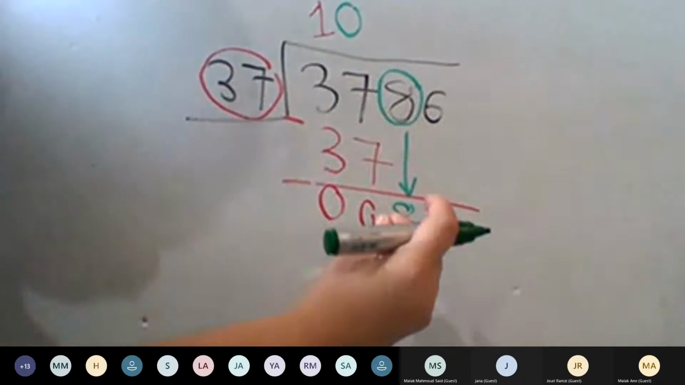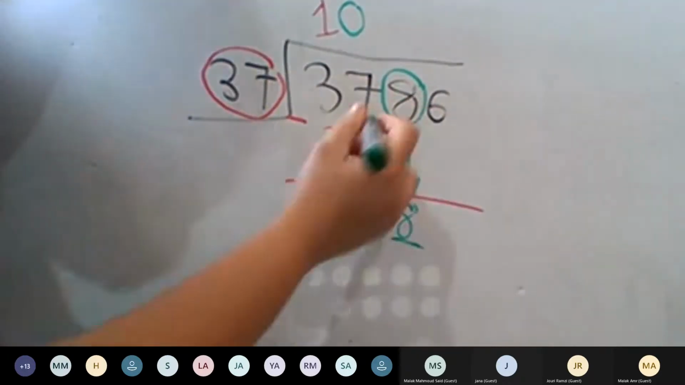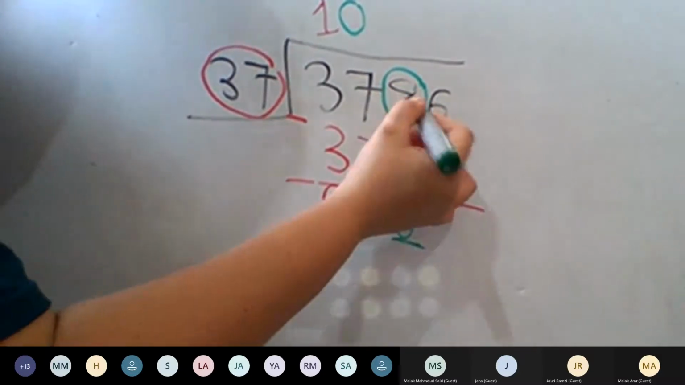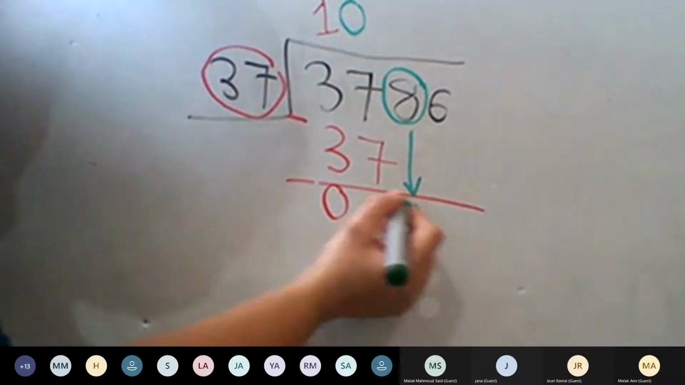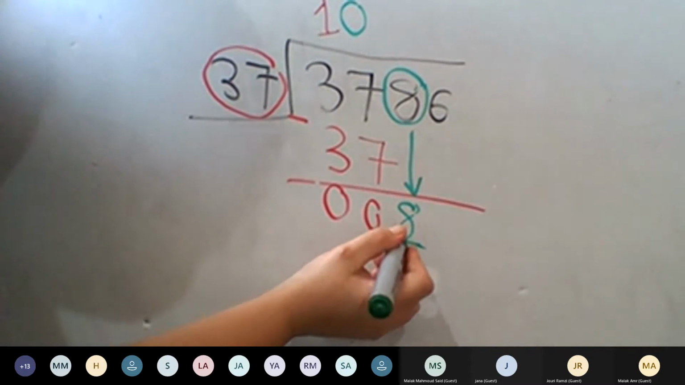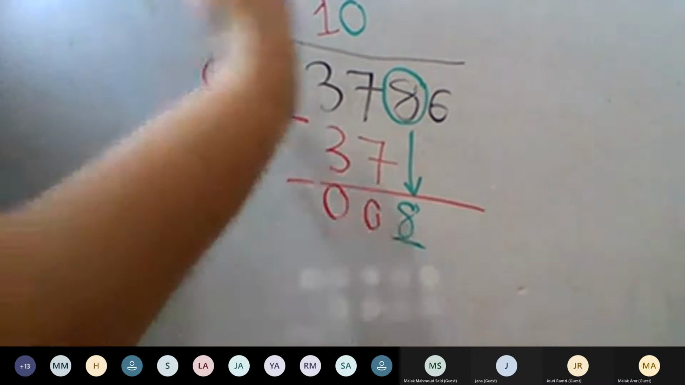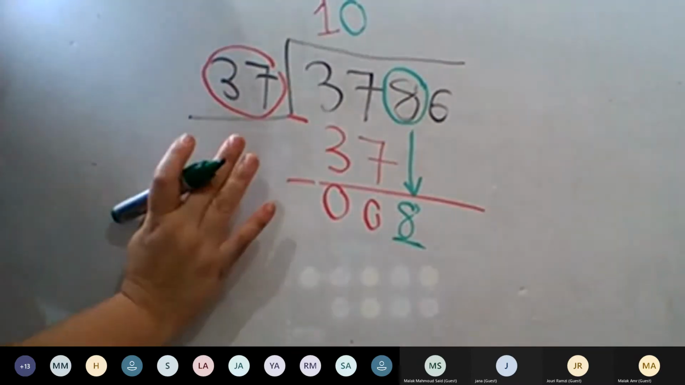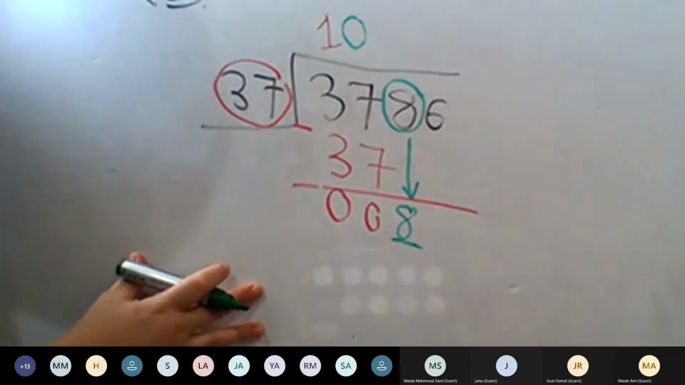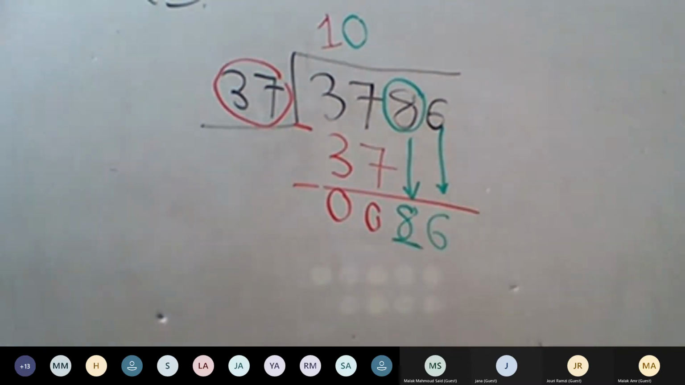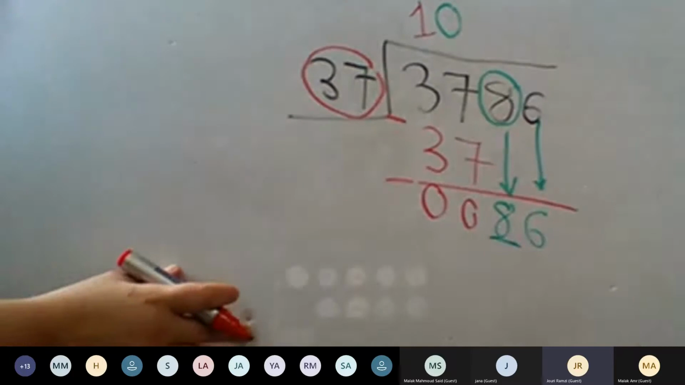So here you have to know something. Each number in the dividend has an authority. If you take it from the dividend and put it down and ask, can you divide 8 by 37, even if they say no, you have to put 0 instead. Then put 6 down. Now, can 86 be divided by 37? Yes. Let's try.